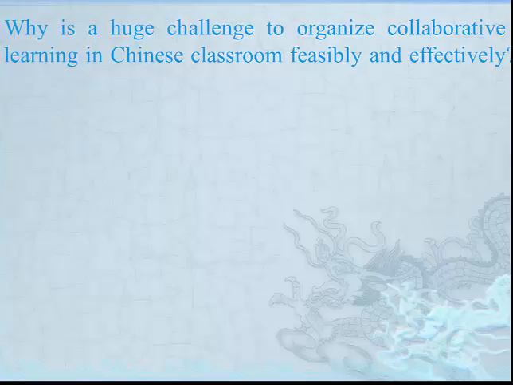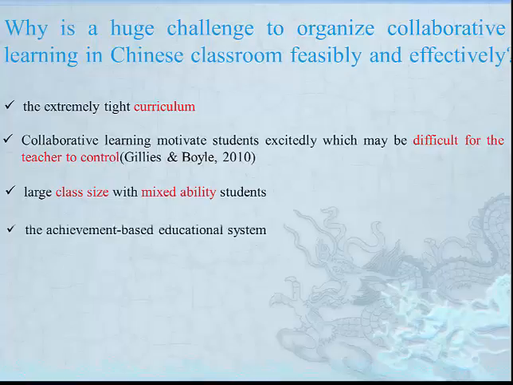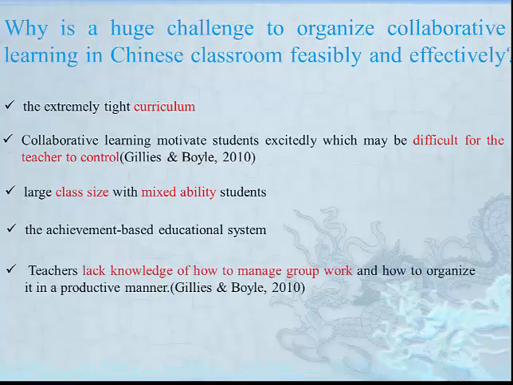There are several reasons to explain. Firstly, the extremely tight curriculum allows no time to organize collaborative learning. Secondly, collaborative learning motivates students excitedly, which may be difficult for the teacher to control, since there are about 60 students in each class with mixed ability. What's more, there is the huge pressure from the achievement-based educational system. Last but not least, teachers lack knowledge of how to manage group work and how to organize it in a productive manner. All of these make it a huge challenge to organize collaborative learning.